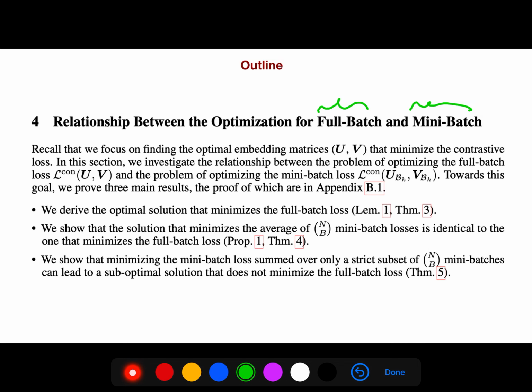So we prove three main results. First, in their paper, they derive the optimal solution that minimizes the full batch loss. And they show that the solution that minimizes the average of mini-batch losses is identical to the one that minimizes the full batch loss. And they show that minimizing the mini-batch loss summed over only a strict subset can lead to a suboptimal solution that does not minimize the full batch loss.